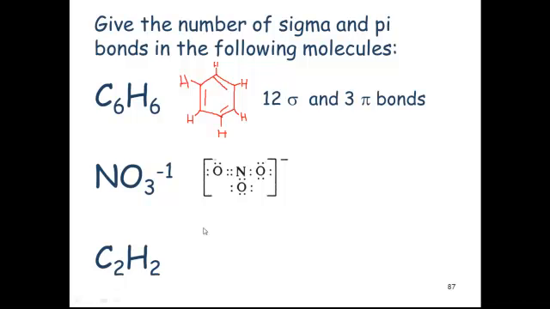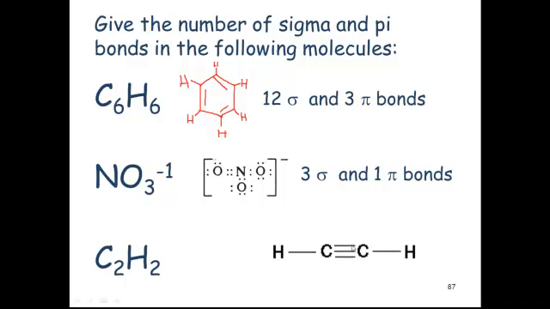When we draw our nitrate ion, we should be able to see we've got 3 sigmas and 1 pi bond. So a single bond there, and a sigma and a pi for that double bond. Then C2H2, the Lewis structure will look like that. So that's a sigma, and there's 1 sigma in there. So that's 3 sigmas, and a triple bond has 2 pi bonds.